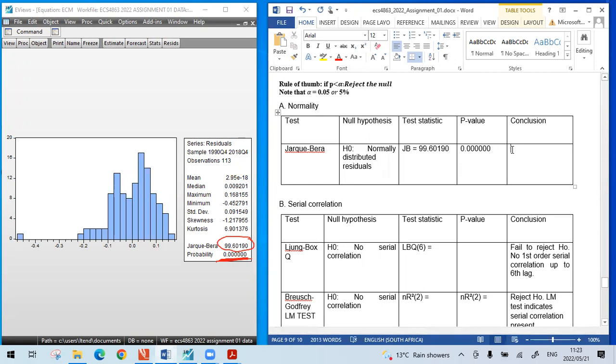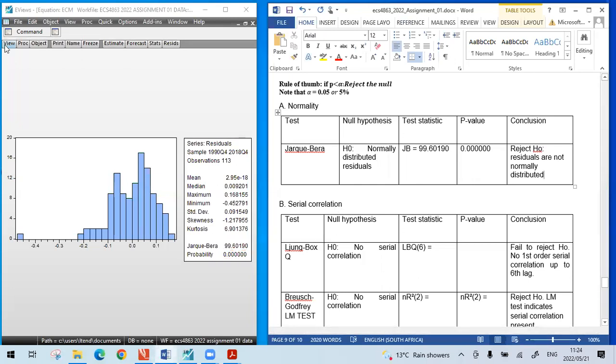Yes, you have to reject. The residuals are not normally distributed. The p-value is under 5%, so we say reject H naught. I will write it like this, it's fine. Meaning the residuals are not normally distributed. Done. We move on to the next one, which is serial correlation, Ljung-Box Q.